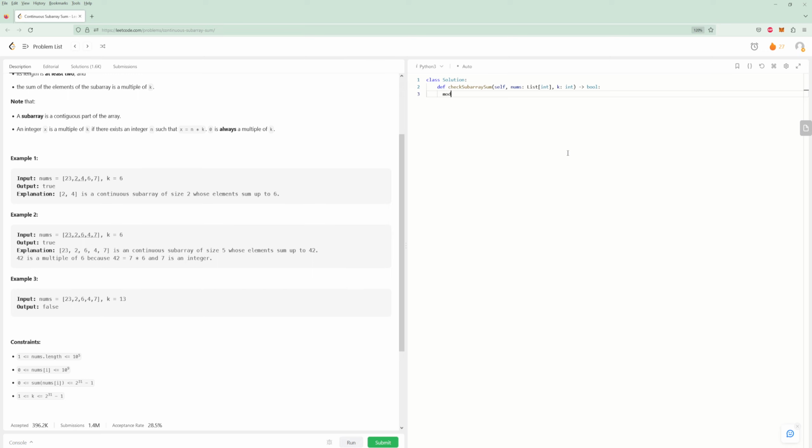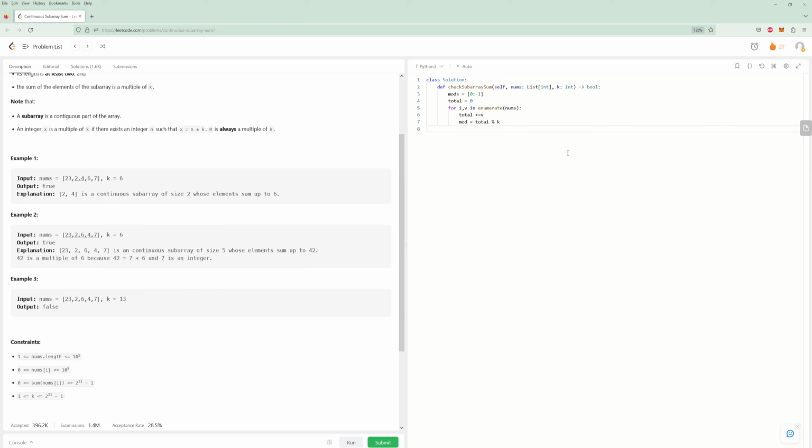So we're going to have mods equals a hash map. And then we are going to have one element in there, remember? So we're going to have a 0, -1. Okay. And now we are just going to go through our nums, and we are going to maintain a total. Okay, so for num in nums. Oh, we do want the index as well, so we're going to enumerate there. And now what we want to do is say total plus equals v. And then we want to say mod equals total mod by k.